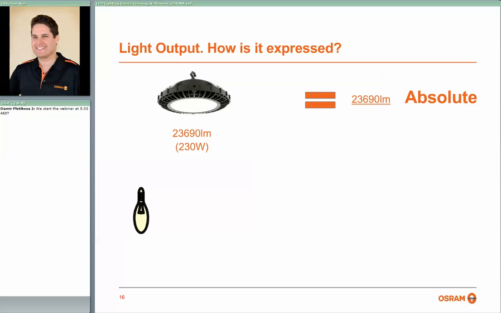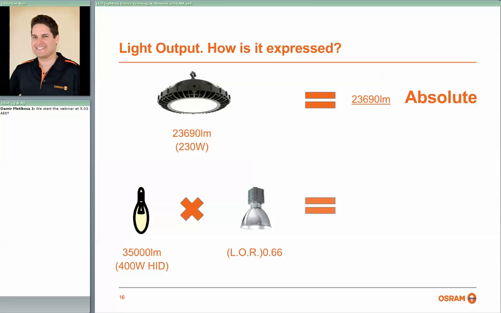In the case where we compare it to a high intensity discharge lamp, for example, a 400 watt metal halide, which has 35,000 lumens, with a fixture which has a light output ratio of 0.66, we use relative photometry normally for this sort of calculation. So basically you take into account your light output from the light source itself, and you multiply by the actual light output ratio from the luminaire or the fixture itself, and when you do that, you end up with 23,100 lumens in this case here.